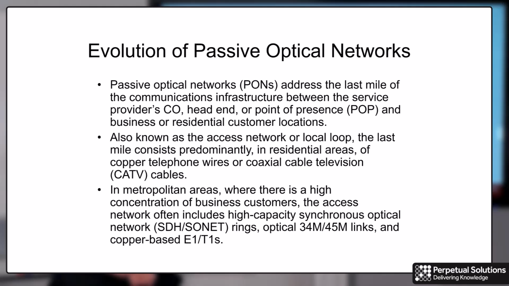Also known as the access network or local loop, the last mile consists predominantly in residential areas of copper telephone wires or coax cable TV cables, or CATV. In metropolitan areas where there's a high concentration of business customers, such as you mentioned, Quest, and I've done quite a bit of work with Quest in the past, the access network also provides high capacity synchronous optical networks, or SDH or SONET rings. And typically, as you mentioned, your DS3s. So we've got 34 meg E3s and 45 meg DS3 links, as well as the copper-based E1s or T1 services.